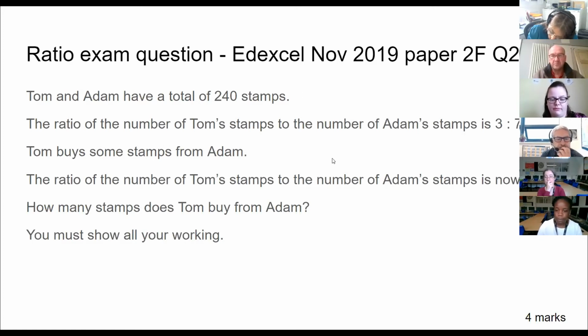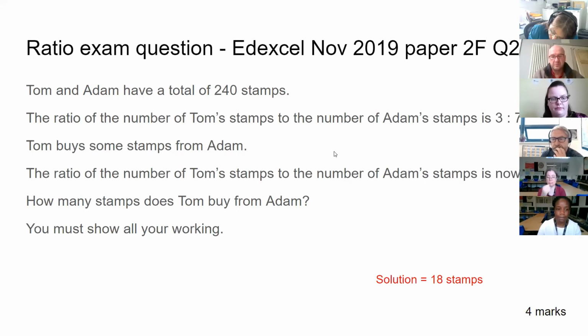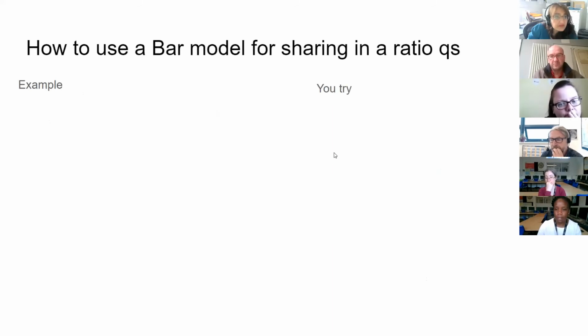Okay, hopefully we've got to the end. So the solution here is 18 stamps for this question. And then I'm just going to show an example of how we use bar modeling for sharing in ratios. So here's your first example.